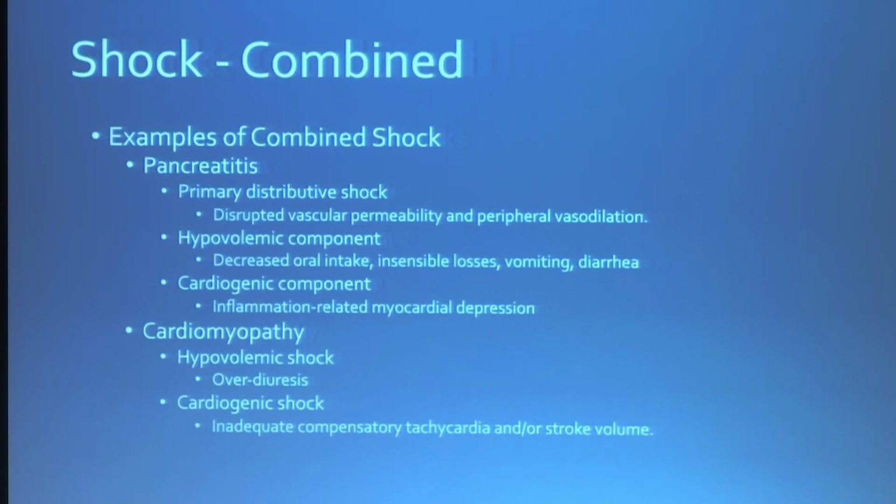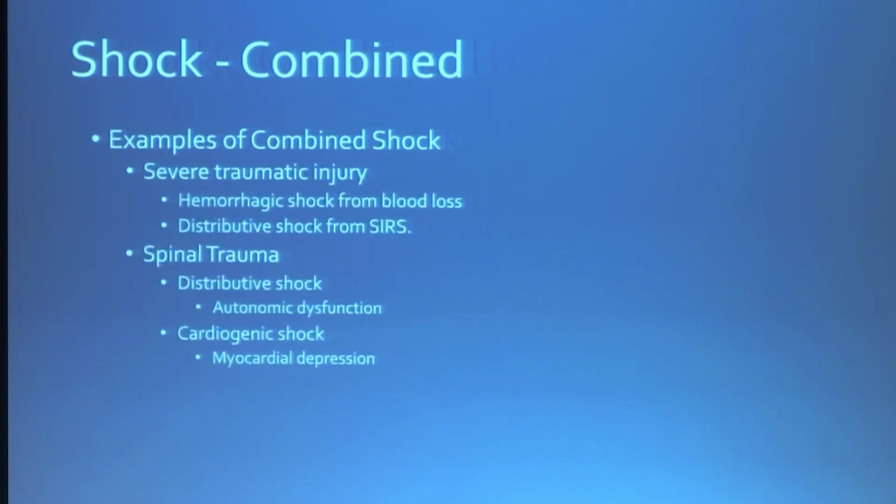Cardiomyopathy: patients who have known cardiomyopathy are often taking diuretics, and they can get hypovolemic shock from too much diuretics. Too much is not a good thing. And then cardiogenic shock because they have an inadequate compensatory response to their hypovolemia. They cannot adjust their stroke volume because of their cardiomyopathy, or they can't increase their heart rate. So they're stuck with both hypovolemic shock and cardiogenic shock. So we have to treat both.